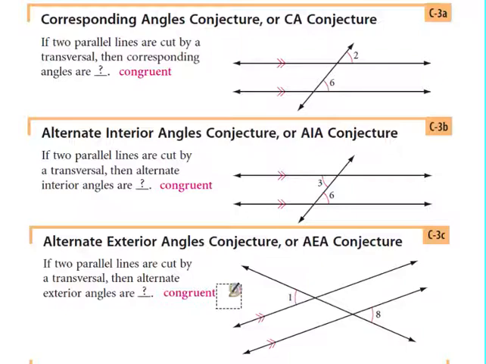Now when you write the alternate interior angles conjecture, you may also want to put AIA in parentheses. Same thing with the CA and the AEA. Because when we start writing down some proofs, it'll help to have that abbreviation as opposed to all the words.